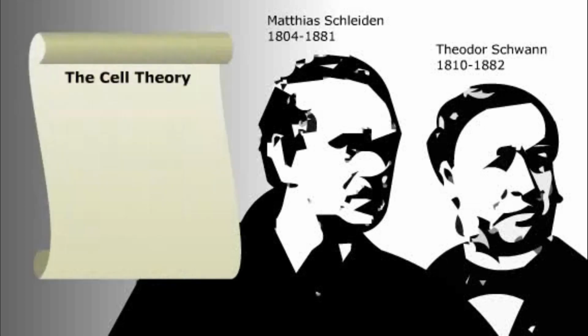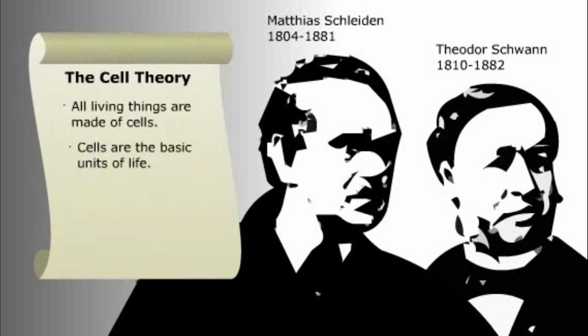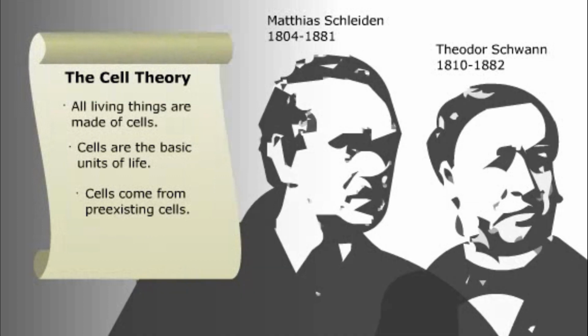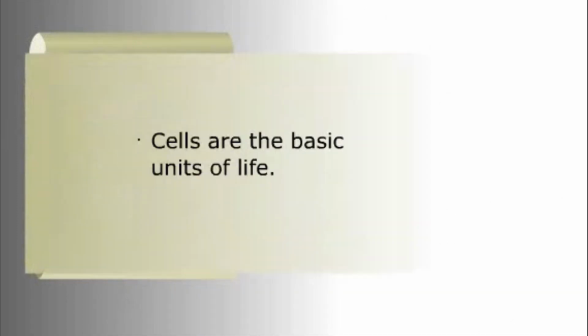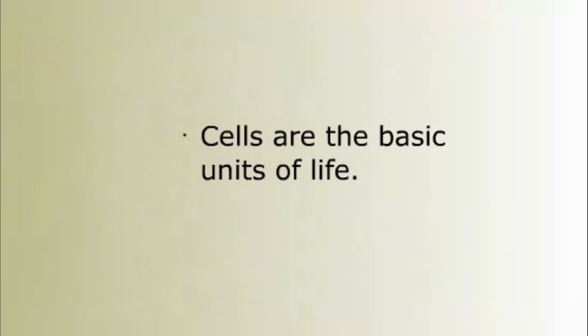More than 150 years ago, Schleiden and Schwann proposed that all living things are made of cells, that cells are the basic units of life, and that cells come from pre-existing cells. Let's focus on the second point of the cell theory. Cells are the basic units of life.